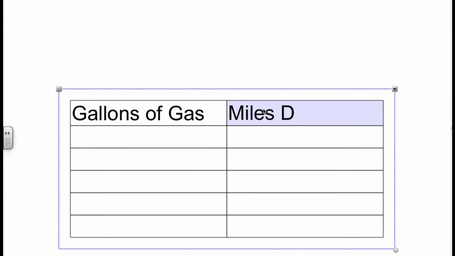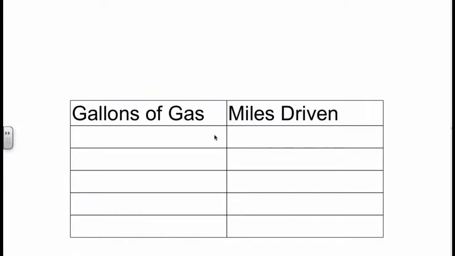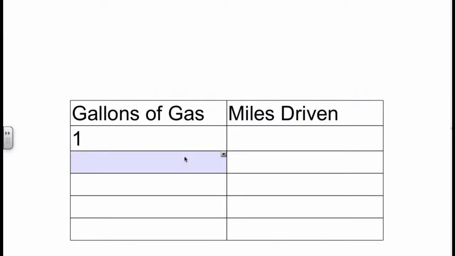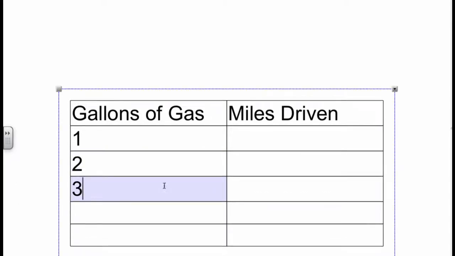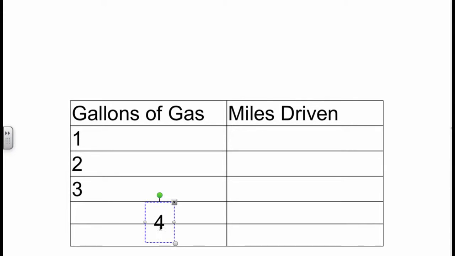Gallons of gas. What kind of gas? Natural gas. Okay. 1 gallon of gas. 2 gallon of gas. Two. Five. Three. 4,000.